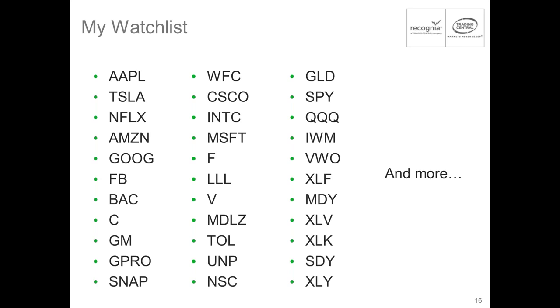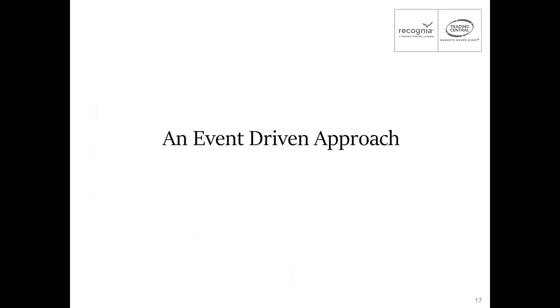And my watch list might consist of all of these stocks and ETFs. So this is about 30 stocks and ETFs. And you can see bringing up all of these on a price chart and overlaying all these studies is going to take some significant time. So it'll be a very time-consuming process for me to individually analyze each one of these stocks.